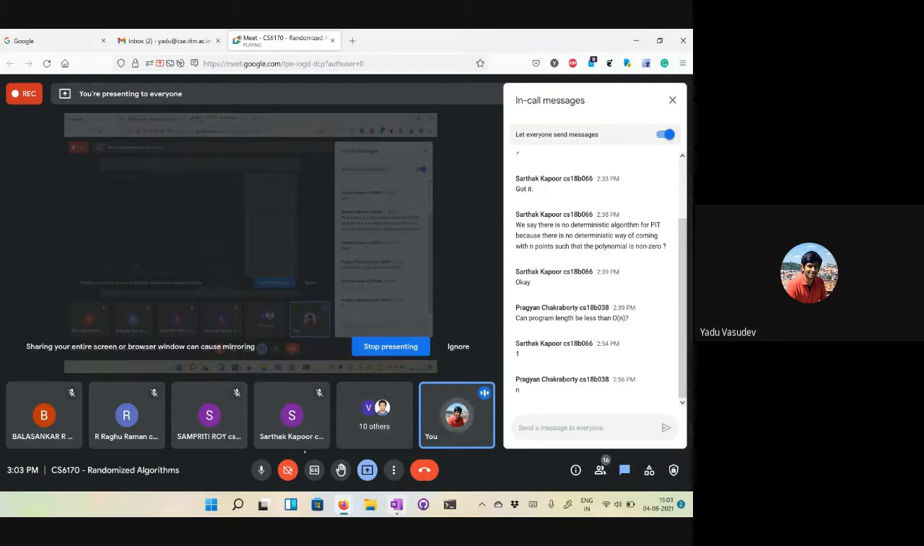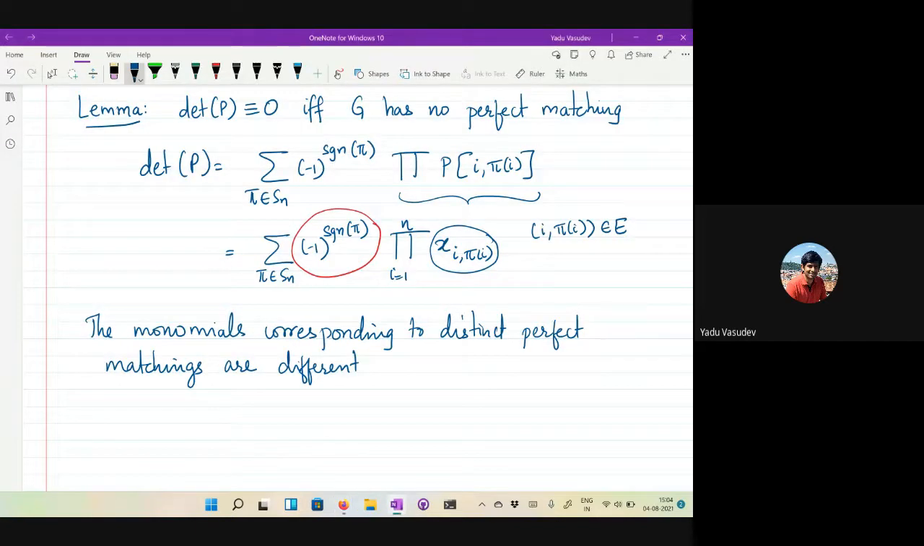Any questions on this reduction, this algorithm for perfect matching? Any questions so far? Okay. So that is one thing. So there is a slight aside that I want to mention.